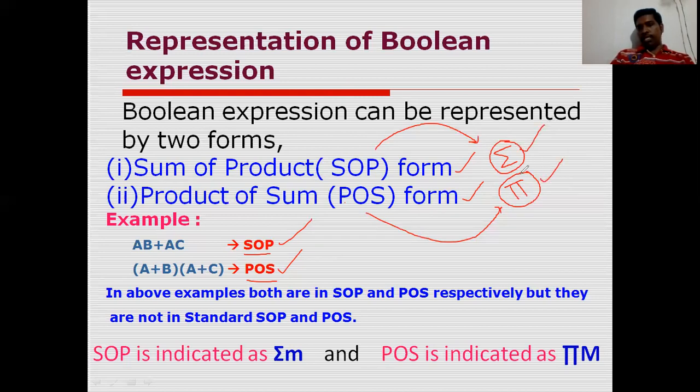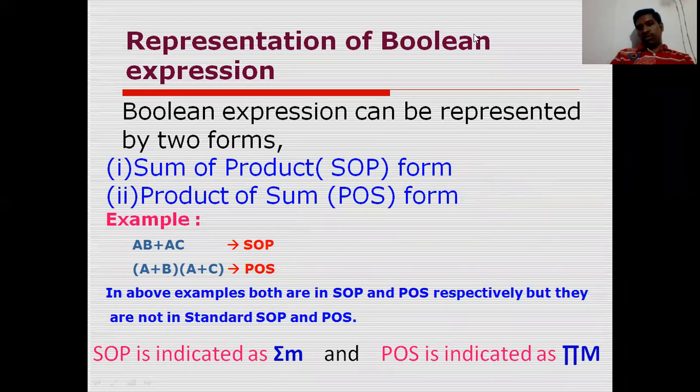Wherever you find pi, directly you can say that it is a POS expression. Wherever you find sigma or summation, you can directly say it is an SOP expression. Okay, clear? Then we will move to the identification, how we can identify with some more examples.